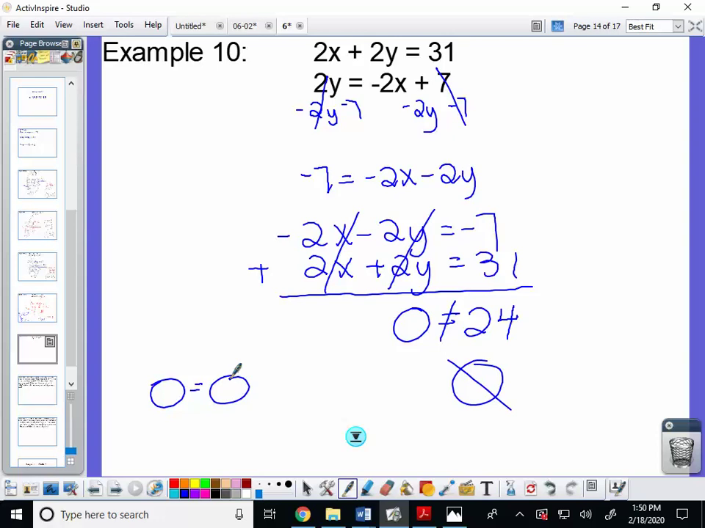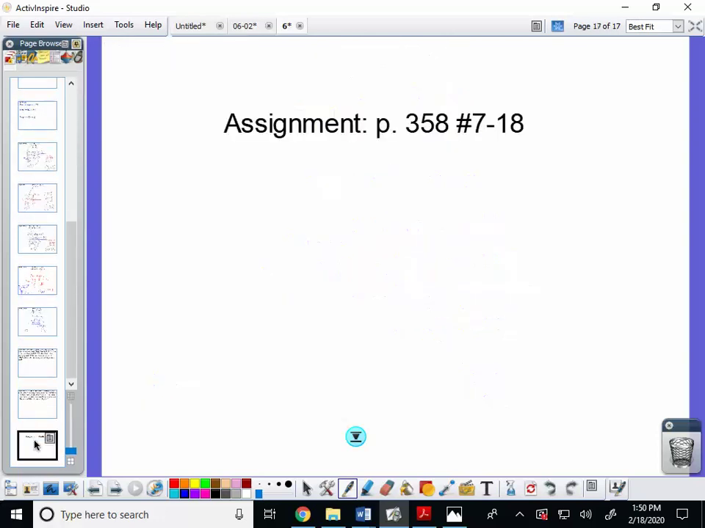Today's homework is out of your textbook. If you would please turn to page 358. Here's where the other answers come from. Numbers 7 through 18.